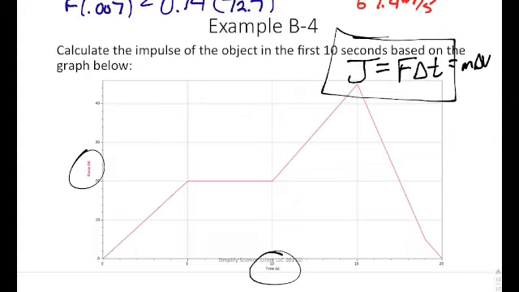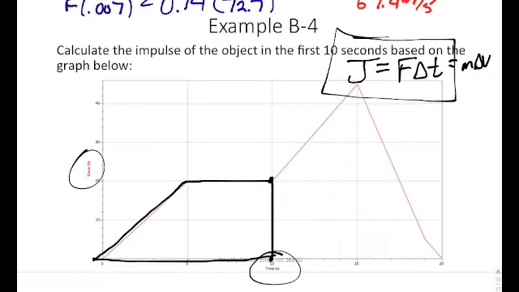Now I can't just take the force here and the time here and multiply them to get the impulse value, because the force was not the same for the whole time. I'd be including this whole part, which is not there. So what I need to do is solve for the area under the curve, in this case all the way through to 10 seconds. So I need to find the area of this shape right here. People say, well, that's kind of an irregular shape. I don't know how to find the area of it.